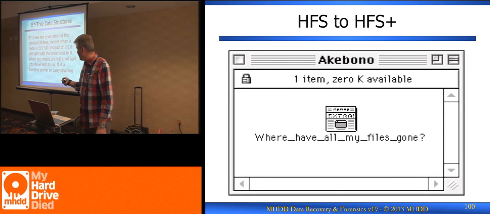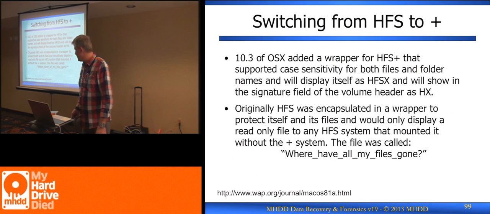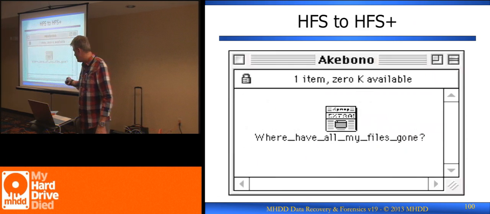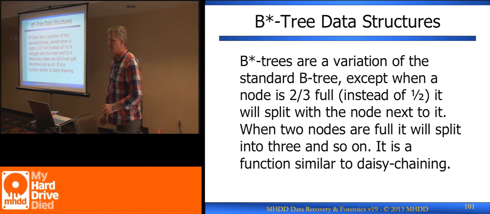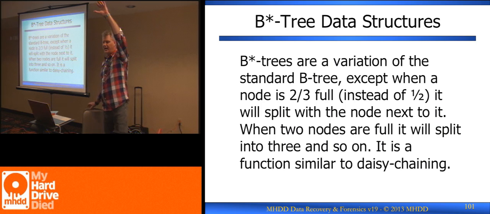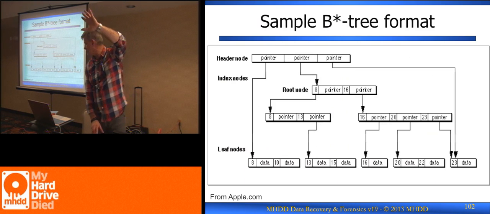So where have all my files gone? And it says it in the bottom of this thing. It says you must upgrade and do whatever. So what you're looking at is a B tree format. All the way back to 1985. It's a B tree format. And it's a balanced tree. Starts at the root, has a hierarchical system, and it balances it as it goes down.